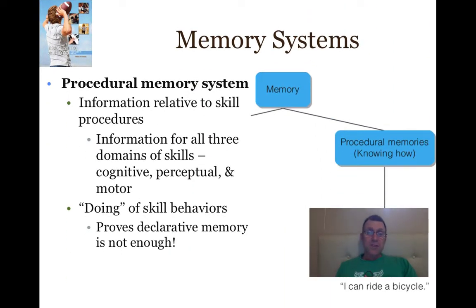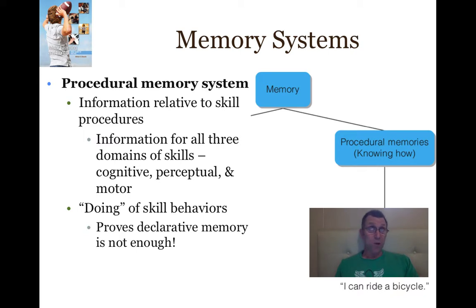On the other side of the tree are what are called procedural memories. The procedural memory system contains information relative to skill procedures. So it's information for all three domains of skill: the cognitive, the perceptual, and the motor domains. And this is sort of the doing part of memory, right? The example used from the graphic is, yeah, I can ride a bicycle, right?